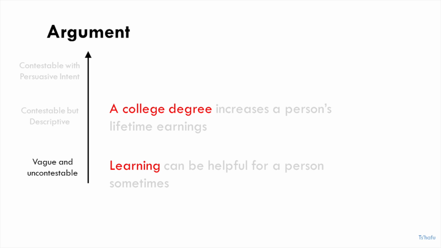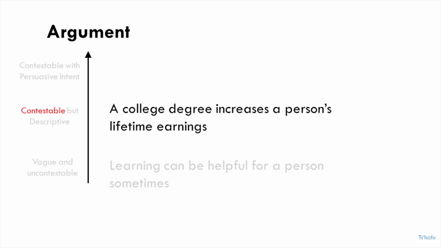And we follow that up with what? Well, instead of saying helpful, we say a college degree increases a person's lifetime earnings. Now we are making a commitment. Now we're saying something specific. And what does that do? Well, it makes this statement falsifiable. We can now ask whether a college degree actually increases a person's lifetime earnings. We can study that. We can prove it wrong. And as such, in comparison to the previous thesis, our current thesis is a huge improvement.